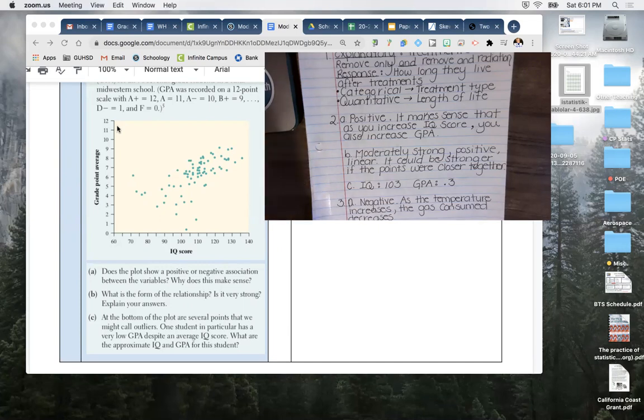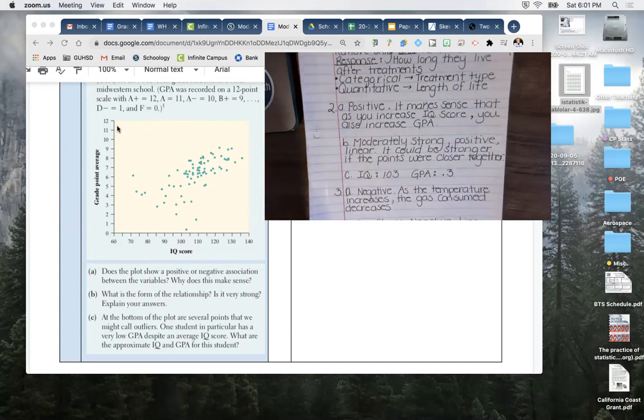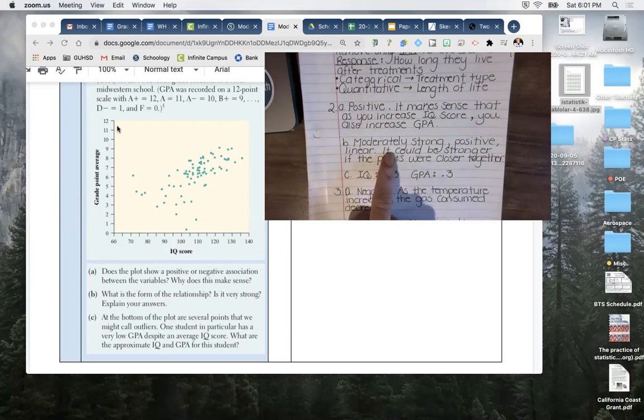In B, it says, what is the form of the relationship? Is it very strong? Well, I would call this a moderately strong positive linear association. So we always name it by 3 things, so I'm going to start doing that right off the bat. Moderately strong, positive, linear association. It definitely could be stronger. It's not super strong, and we're going to talk about the strength of a relationship tomorrow. But this one right here is what I would call moderately strong.